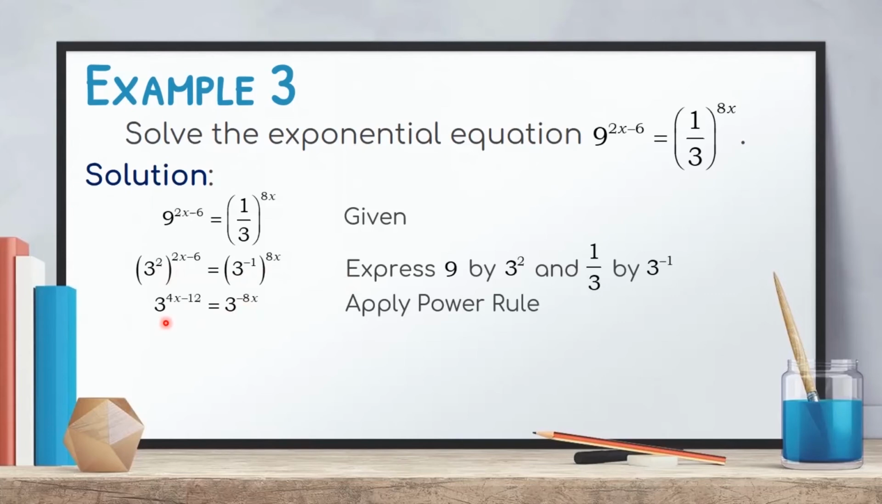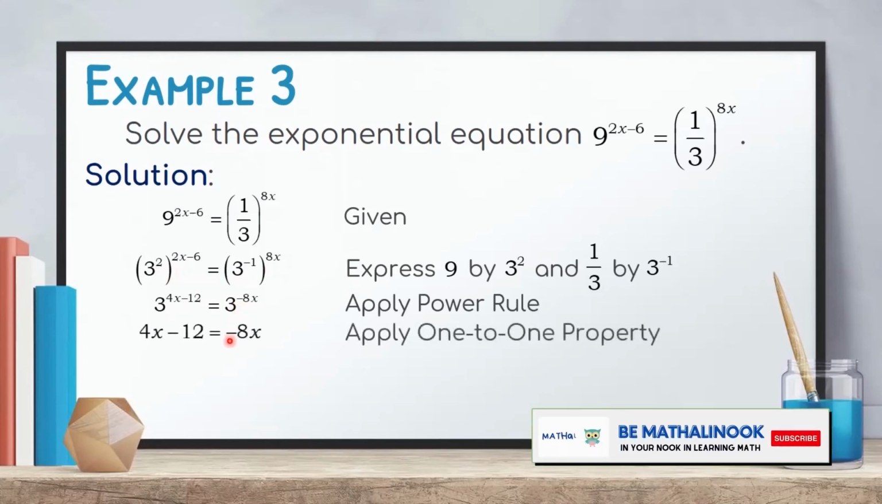From here, notice that we now have the same bases, so we can equate the two exponents. So we will have 4x minus 12 equals -8x.